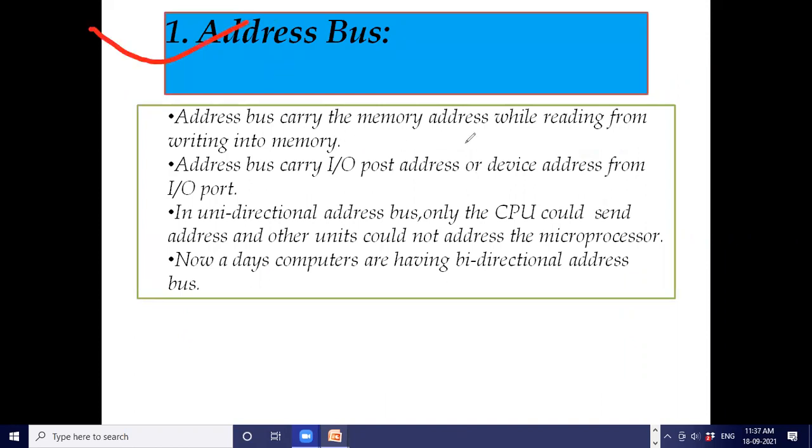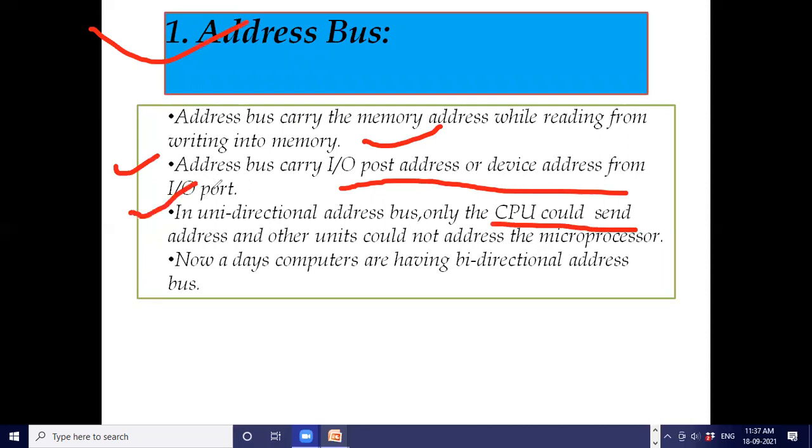Address bus carries the memory address while reading from or writing into memory. From the name itself we can understand the task of the address bus. It carries input output port address or device address from the input output port. In a unidirectional address bus, only the CPU can send addresses, and other units cannot address the microprocessor.